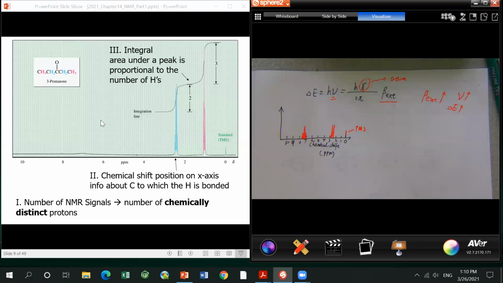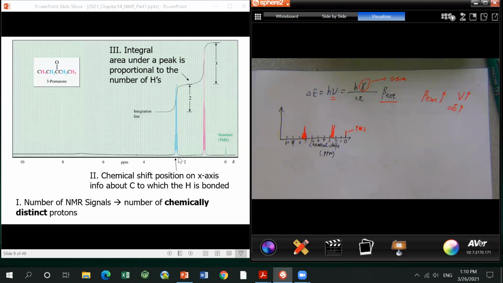And then for any NMR spectrum, quite often you see some curves drawn over the individual peaks, the individual signals, and also quite often you see some numbers by this curve.